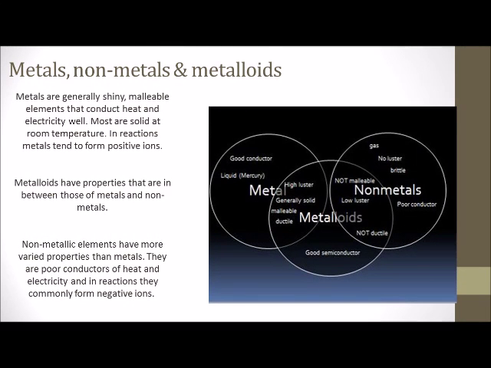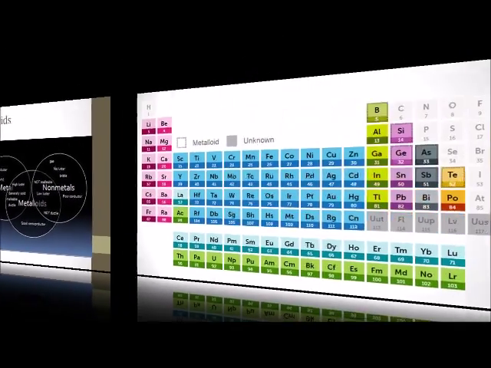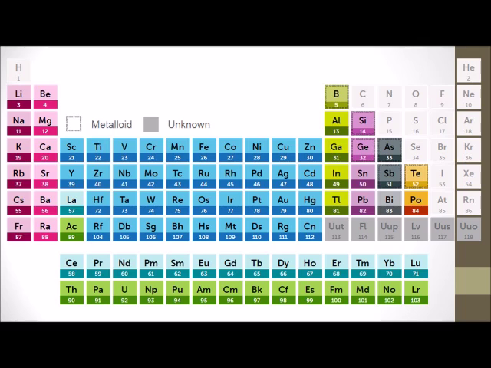Okay, now we have alkaline metals, alkaline earth metals, halogens, and noble gases. The alkaline metals are found in group 1 of the periodic table. So this means that the alkaline metals have one electron in their outer shell. And they are malleable, ductile, and good conductors of heat and electricity.